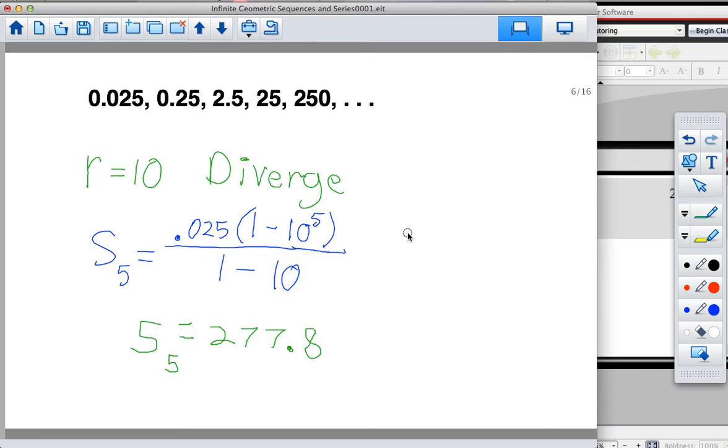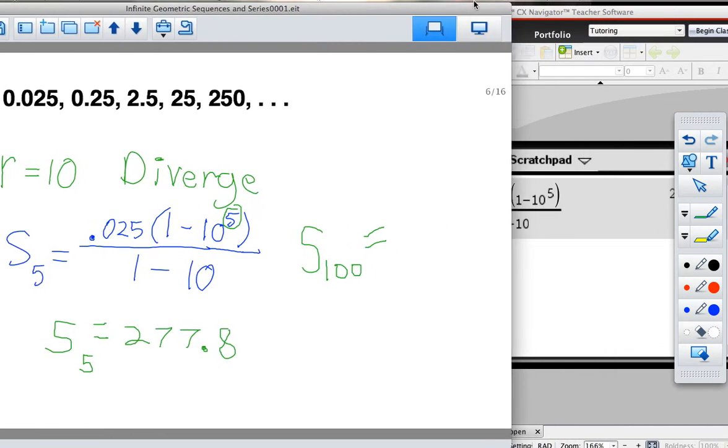So if I wanted to find S sub 100, let me very carefully try to draw these zeros. Got it. All right, so if I want to do S sub 100, everything in this equation is going to be the same except for the 5 right here. I'm just going to replace that with 100. So I take this 5 out and put 100 there.